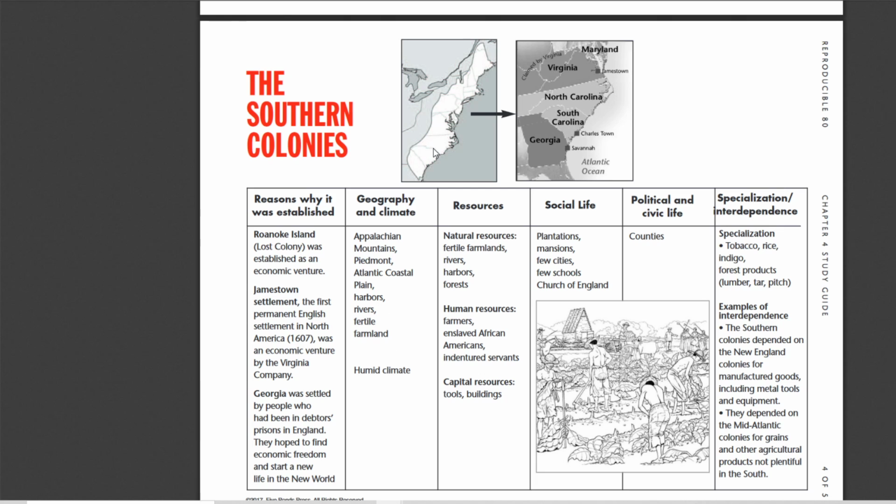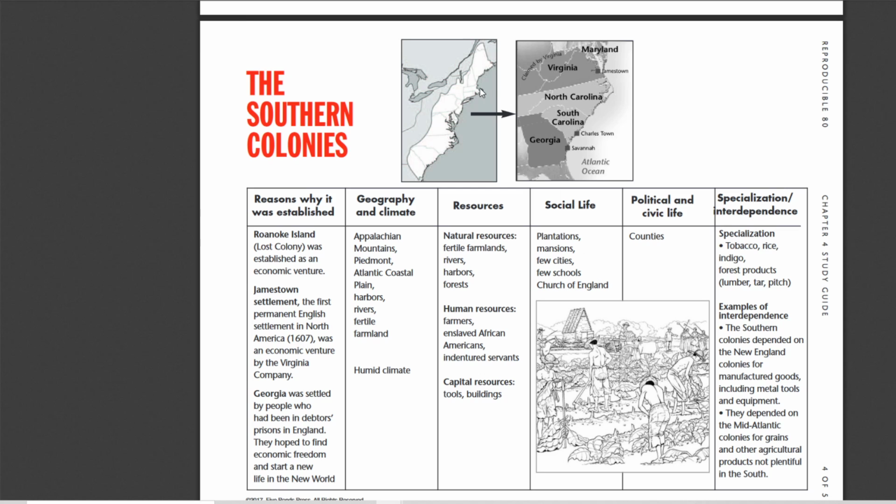It's hot and humid down there. If you've ever been down there, it's warmer than it is right here in Bluefield. The natural resources: fertile farmland, rivers, harbors, forests. They were farmers, enslaved African Americans, indentured servants there, and tools and buildings again. But people lived on plantations, mansions, few cities. Everybody was spread out because you had all these plantations, and few schools. The Church of England was the dominant religion down there.